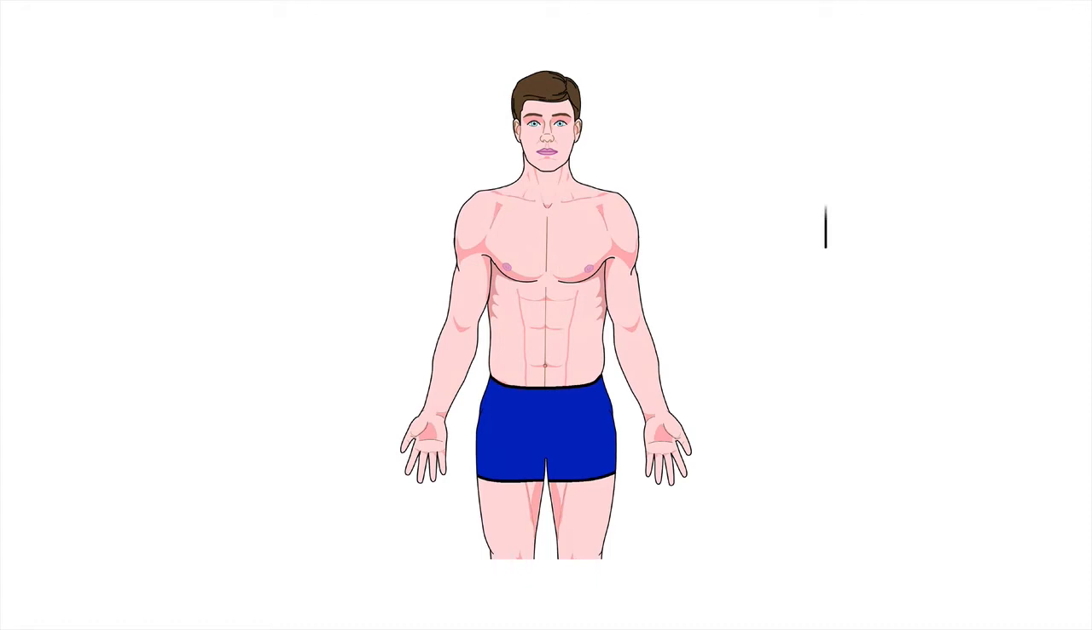You already learned that superior refers to above and inferior refers to below. These terms only refer to the head, neck, and trunk areas. When I'm talking about limbs, I will use proximal, which means nearest to the attachment to the trunk, and distal, which means more distant from the attachment to the trunk.